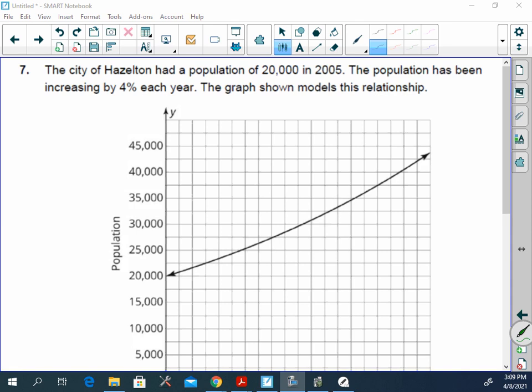All right, so number 7 isn't so bad, and it's similar to something that you do in one of the sections in math, so you might run across this still. The city of Hazleton had a population of 20,000 in 2005. You can see that right here on the graph, right? And then the population has been increasing by 4% each year, so that's why it's going up.